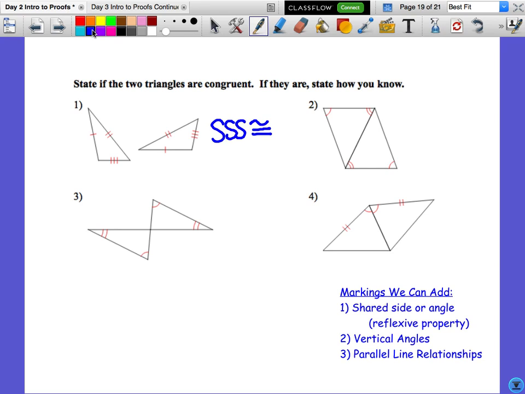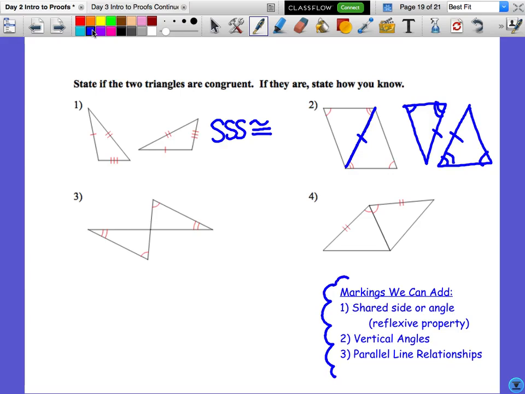Number 2, I notice that those 2 triangles share this side down the middle. So if they share that side, if I were to separate these 2 triangles, I'd have something that looks like this, where I know for a fact that this side is the same as this one because they came from the same segment. So you'll notice down here we have markings that we can add to our picture. So we can add a shared side or a reflexive side, right? We said that was going to have a purpose.